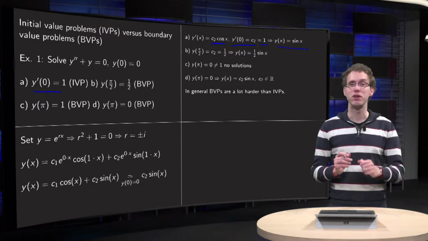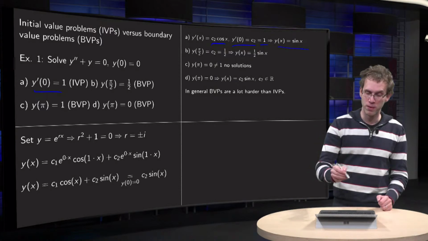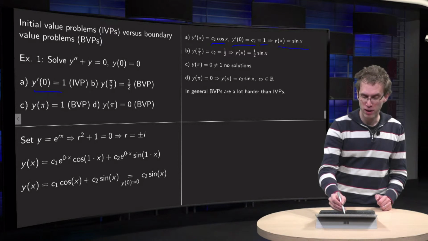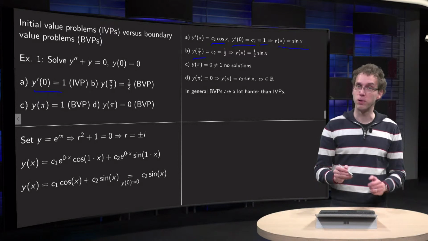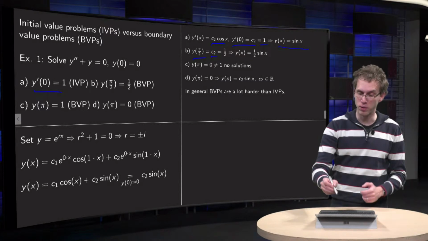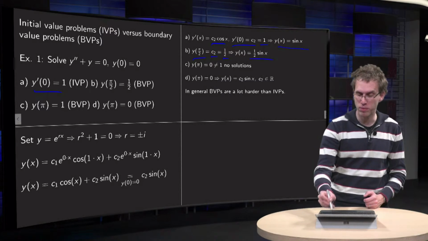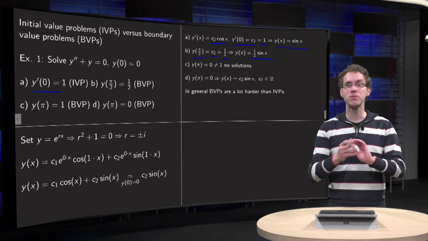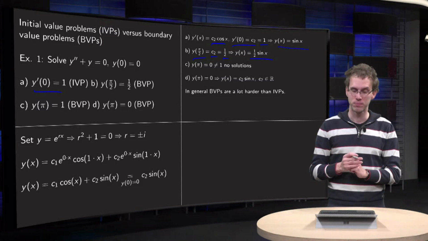For a boundary value problem, you have to be a bit more careful. First one, at B, y at pi over 2. So we plug in x equals pi over 2, we find c2, we set it to 1/2, so y of x should be 1/2 times the sine of x. In this case, no problem at all.